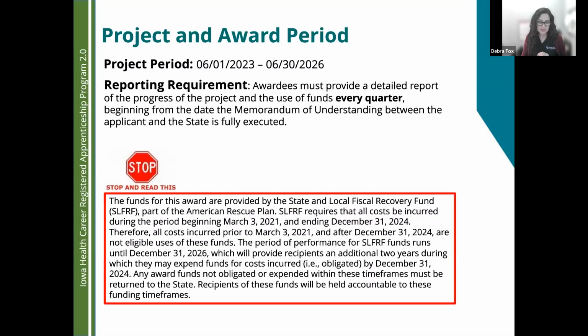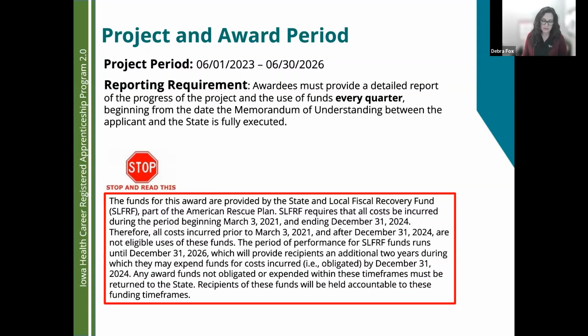So the funds for this award are provided by the State and Local Fiscal Recovery Fund, SLFRF, part of the American Rescue Plan. SLFRF requires that all costs be incurred during the period between March 3rd, 2021 and the ending date of December 31st, 2024. Therefore, all costs incurred prior to March 3rd, 2021 and after December 31st, 2024 are not eligible use of these funds.